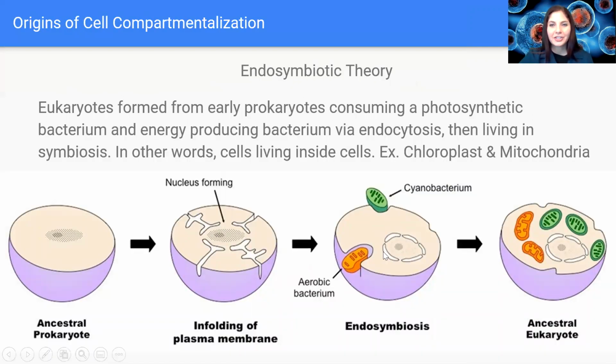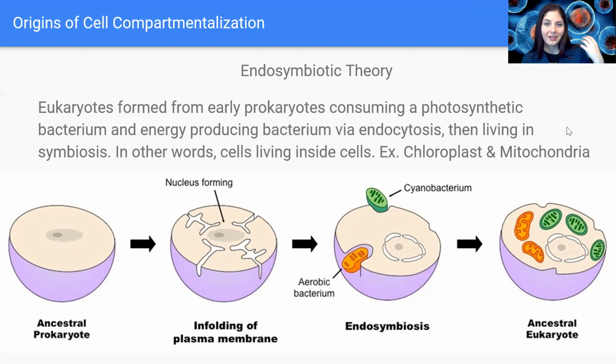So compartmentalization is basically a part of the endosymbiotic theory. We touched on this in an earlier video. So the origins of cell compartmentalization arose from this theory. And the theory is basically stating that eukaryotes formed when an early prokaryote consumed a photosynthetic bacterium, an energy-producing bacterium, via endocytosis, meaning engulfing that prokaryotic cell, then living in symbiosis. So basically it ingested that little chloroplast or the mitochondria, and they lived in symbiosis, meaning two organisms living together.